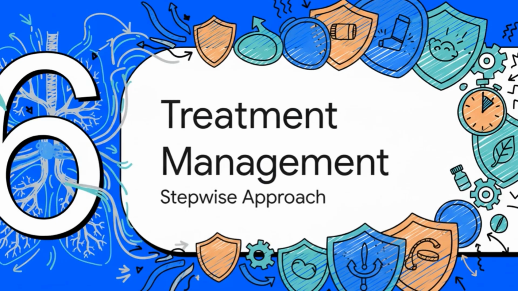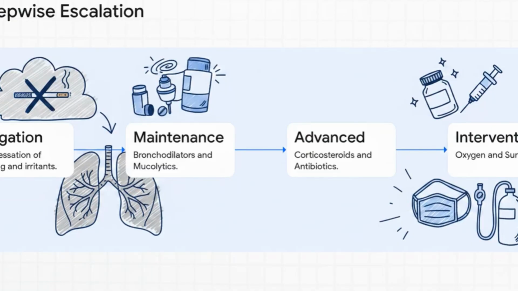Finally, Section 6, Stepwise Treatment and Management. To combat this escalating loss of lung function, treatment for COPD is highly structured and stepwise. It absolutely always begins with Step 1, baseline mitigation. That primarily means removing irritants through smoking cessation. From there, as the disease progresses, we step it up to maintenance inhalers to keep the airways open. Then we introduce powerful steroids and antibiotics for flare-ups, and ultimately, we have to rely on surgical or life support measures.